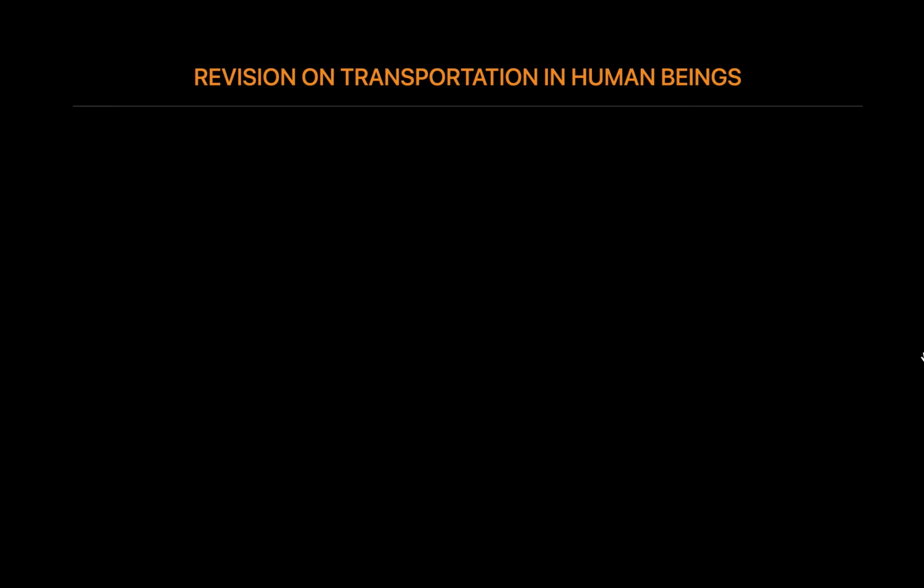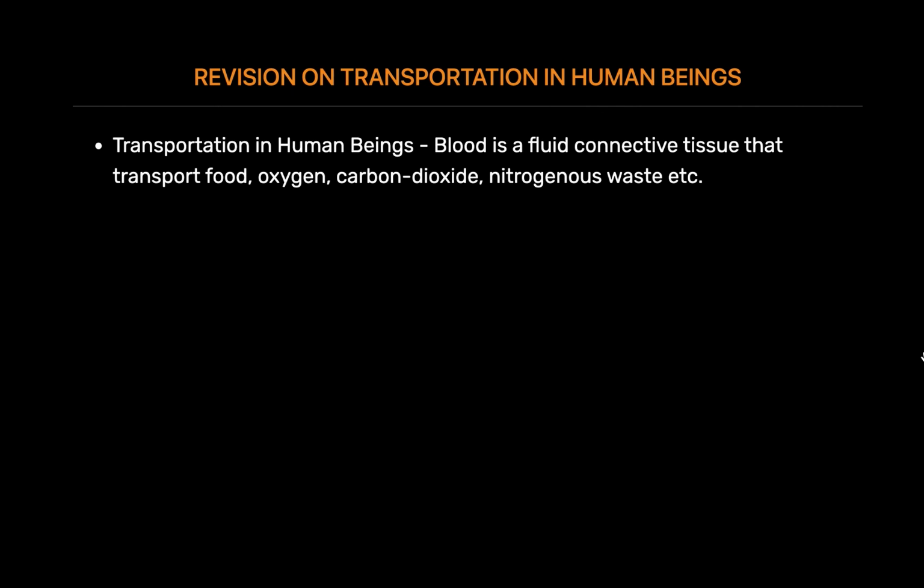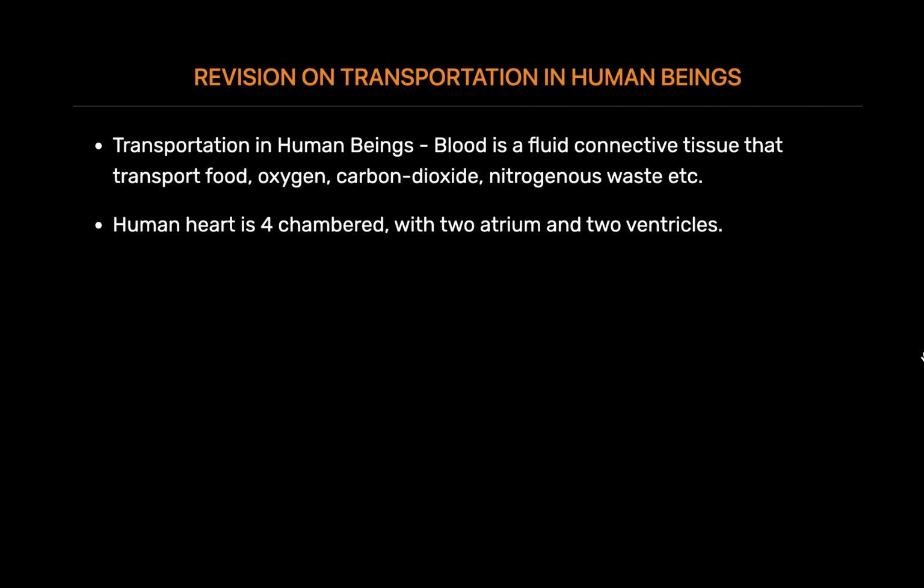Revision on transportation in human beings. We will have a quick revision of what all we studied until now. First, we studied about transportation in human beings. Blood is a fluid connective tissue that transports food, oxygen, carbon dioxide, nitrogenous waste, etc. The main part of the circulatory system is the heart. The human heart has 4 chambers, namely 2 atria and 2 ventricles.